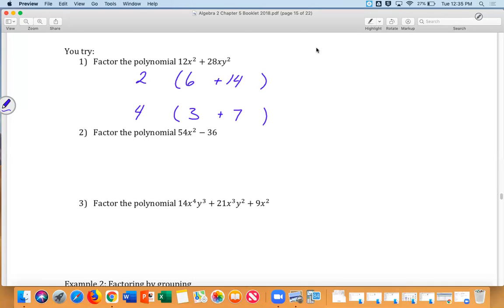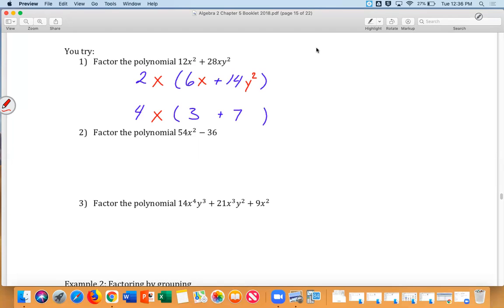Now with the variables, I noticed the first one's got x squared and the second one's got xy squared. I'm not worried about the y because they both don't have y's. They both have x. This one's got 2, the second one has 1, x to the first. So I will pull out an x. All right, so here's what would be left up here. I'm just going to fill this in.